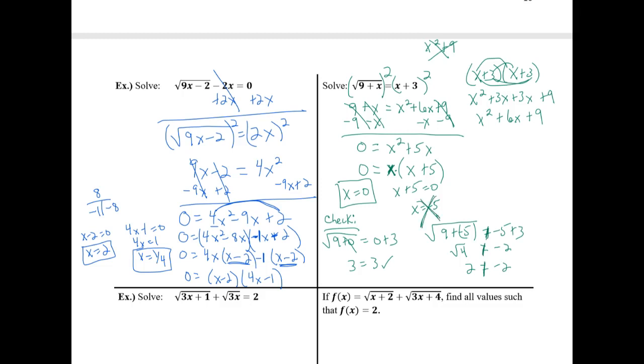It didn't work. Now that has nothing to do with the fact that it's negative, okay? You can have negative values of x, but in this case it turned out to be an extraneous solution, and the only solution is x equals 0. Make sure you are checking your final answers.